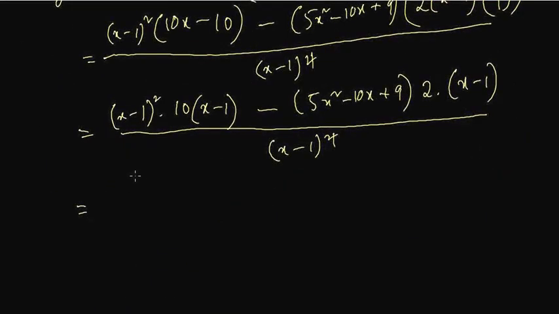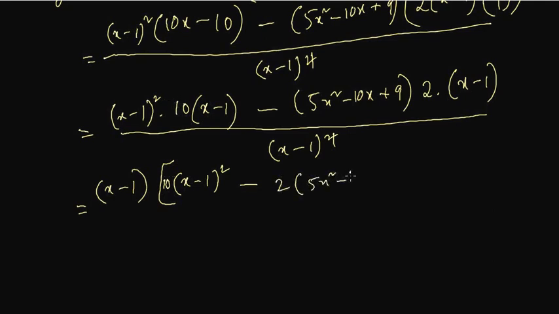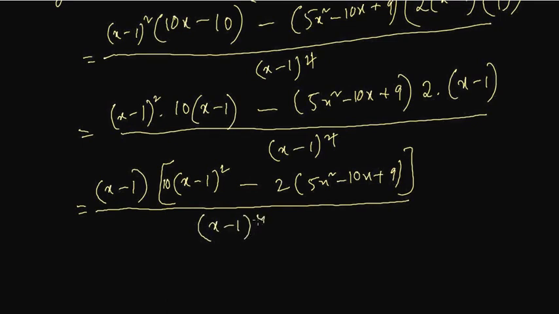Now it's all right. Now what we can do here is take x minus 1 common from here. What we get inside the bracket is (x minus 1) whole squared minus, we have a 10 here as well, because this 10 is here, and we have here 2 times (5x squared minus 10x plus 9), divided by x minus 1 to the power 4. Now this thing and this thing cancel and the power becomes cubed, because this is x minus 1 and this is x minus 1 to the power 4. If you cancel this, it becomes x minus 1 to the power 3.